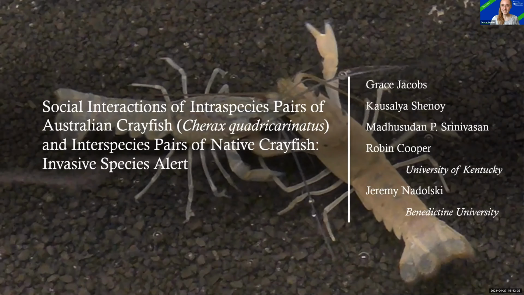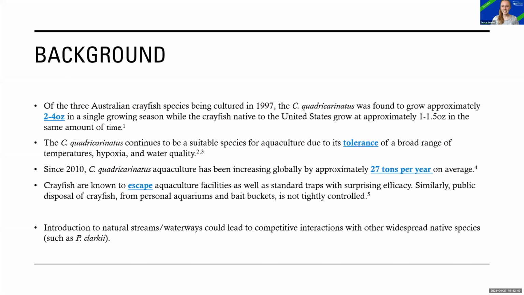Hi, everyone. My name is Grace Jacobs, and I'm currently a sophomore here at UK. I work in the Cooper Lab under my research mentors, Dr. Cooper, Dr. Kay, and Dr. Madu. And today I'm going to be talking to you about my project on the social interactions of the Charax quadricarinatus. The Charax quadricarinatus, commonly known as the Australian red claw, is one of 3 Australian crayfish species that were present in aquaculture in 1997.